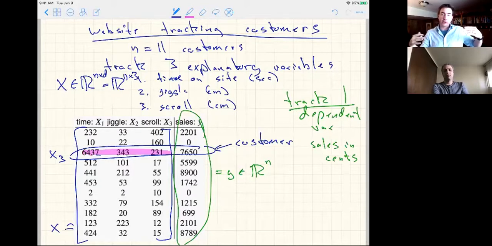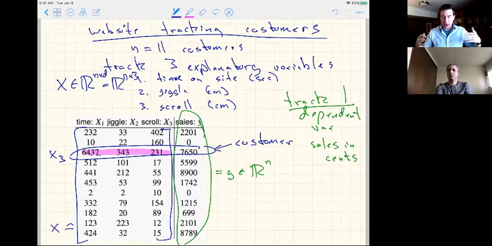And what I'd like to do is, as customers come on the website, I'd like to track them. I'd like to predict the amount of sales proportional to the amount of time they spend on the website, the amount of mouse movement, the jiggle that they have, and then the amount of scrolling. So I'd like to build a model that predicts the sales: how much they're going to spend versus how much they've interacted.